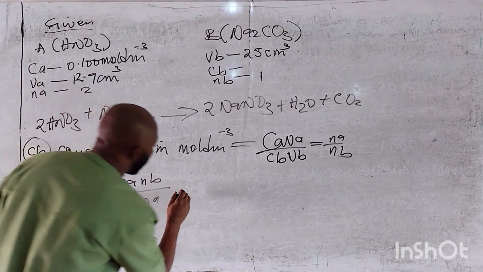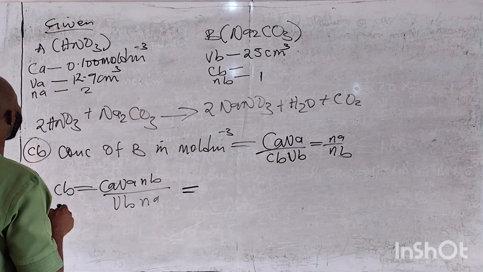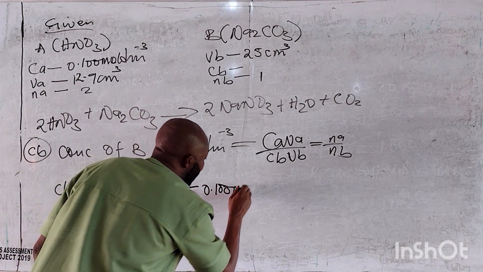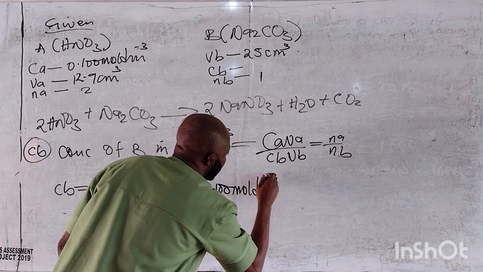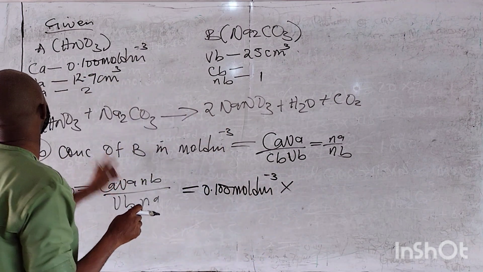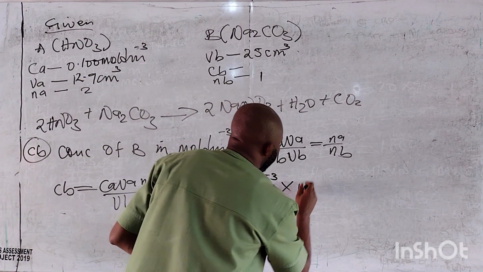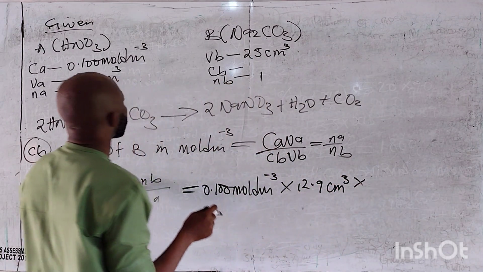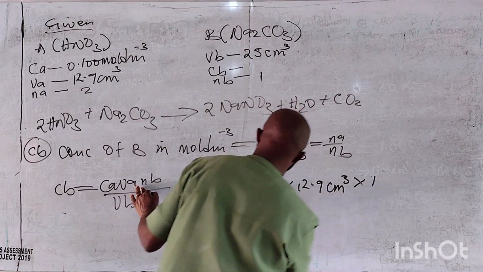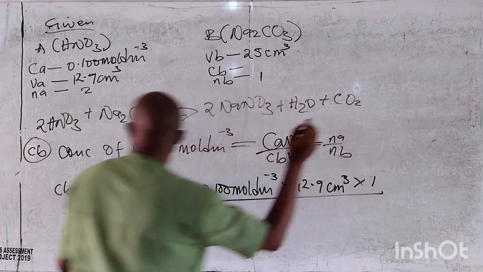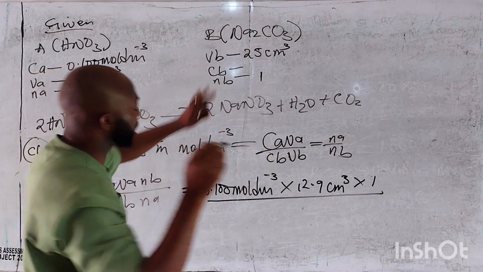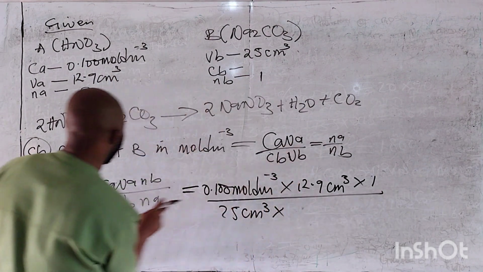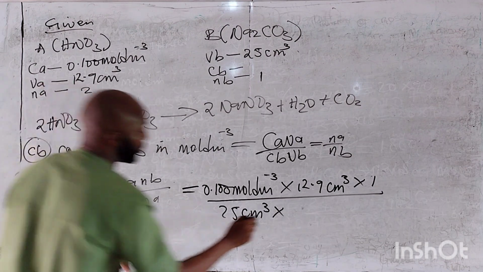So from here, I move on. The concentration of the acid is given to be 0.1 mole per dm cube, times the volume of the acid, which is given to be 12.9 cm cube, times the number of moles of the base NB, which is 1. This is all over the volume of the base, given to be 25 cm cube, times the number of moles of the acid NA, which is 2.